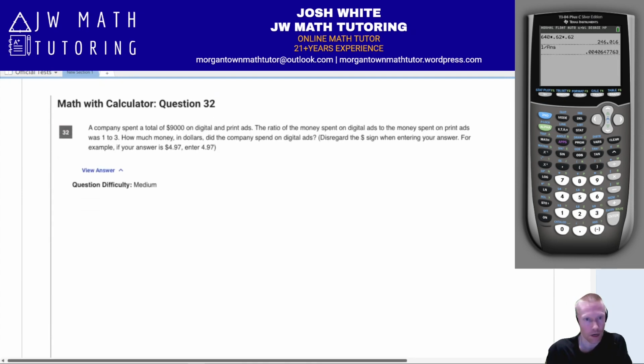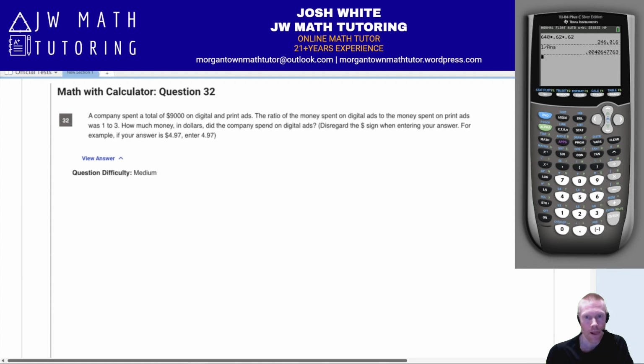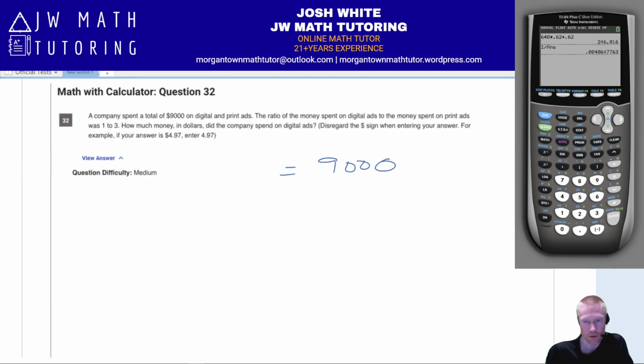Okay, for problem number 32, here you have a company spending $9,000 on digital and print ads, and the ratio of the money spent on digital to money spent on print was 1 to 3. How much money did they spend on digital ads? So you could technically set this one up as a system of linear equations, but you actually don't need to do that. You can just set it up as one basic equation to start. So we know our total spend is $9,000.